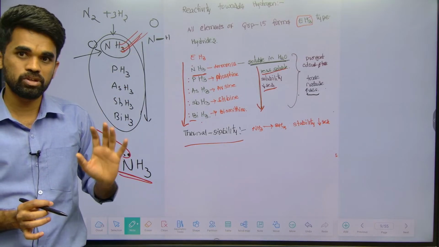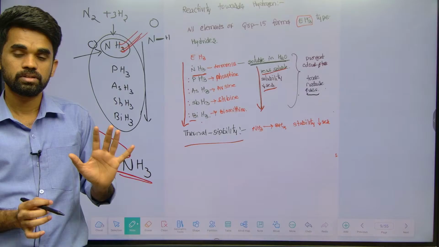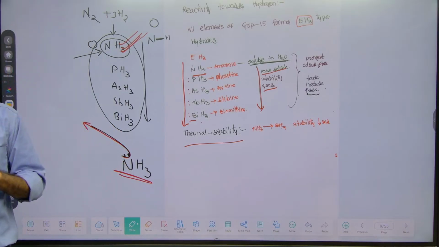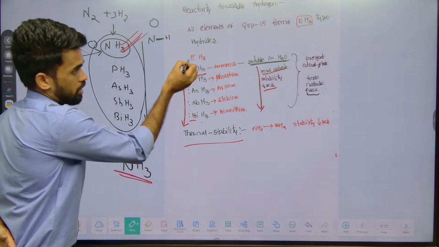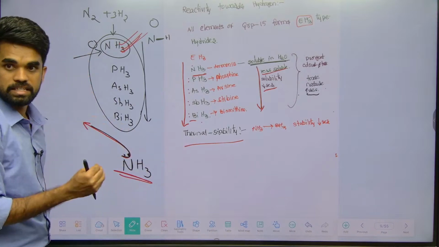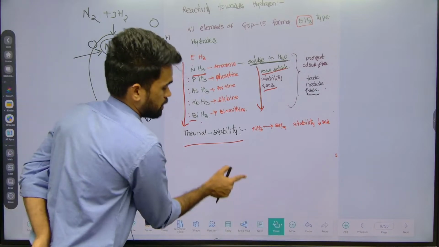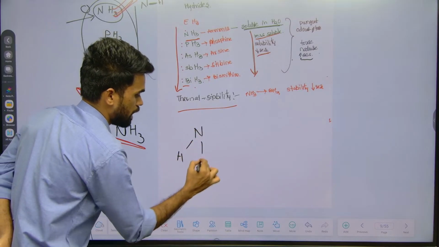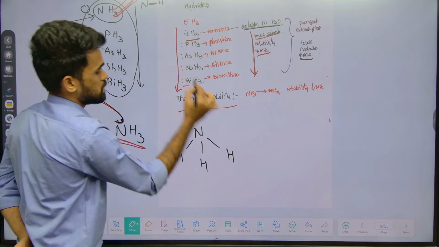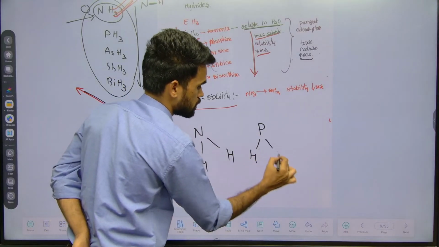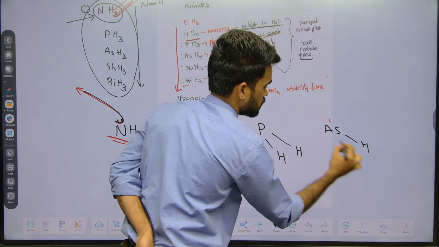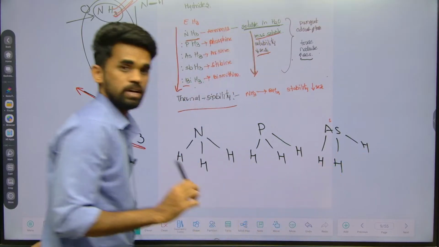I am asking only about basic nature. Look at this. Down the group, why is the basic nature decreasing? This is the question you should get. Nitrogen with 3 hydrogens like this. Next, phosphorus with 3 hydrogens. Next, AsH3 like this we have.